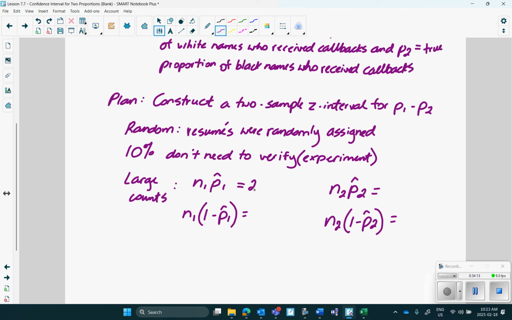So for the first group, the sample size was 2445. The proportion was 0.101. Multiply those, and we get approximately 247. I'm just going to round to the nearest whole number. If you want a decimal, that's fine. So that's well above 10. Then 2445 times 1 minus 0.101, which is definitely going to be bigger. That's 2,198.